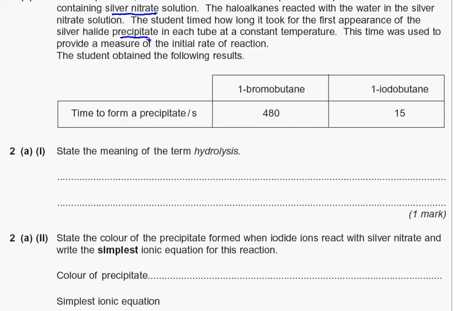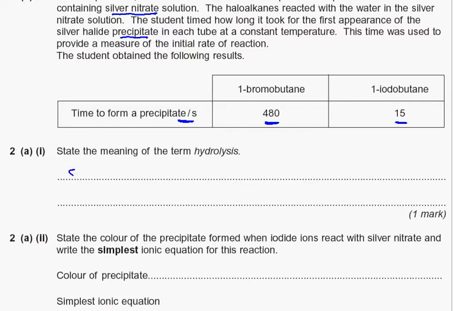The other thing to realise is that for the rate of reaction and time to form precipitate, the rate of reaction is faster for iodobutane, because we're looking at time. So 15 seconds is a lot shorter in time scale than 480. All that popped through my head. And I look at: state the meaning of the term hydrolysis. Wow. So 1 marker, and it's one of those things where you need to know it.